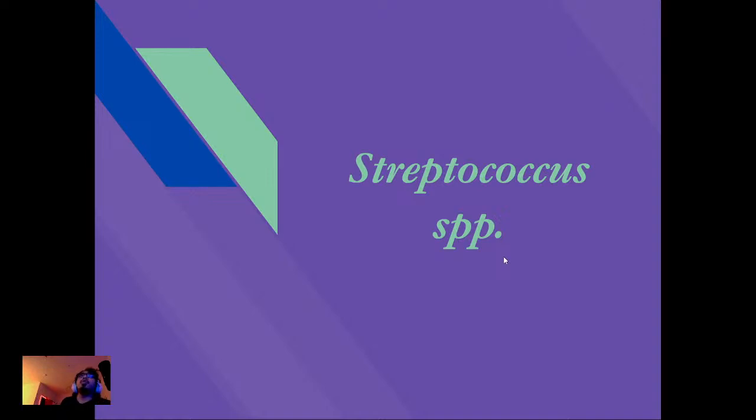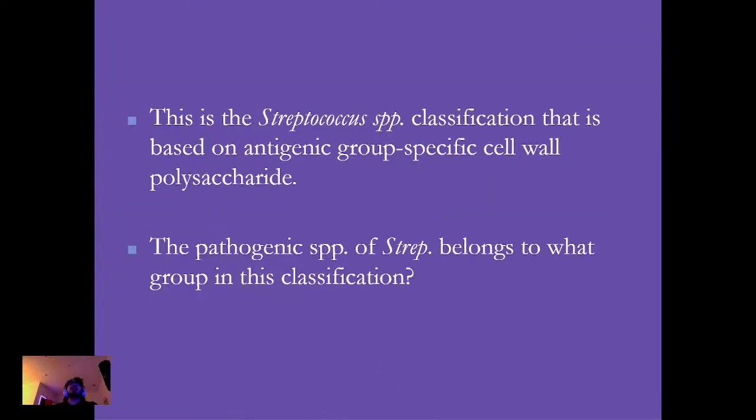Okay, let's move on to Streptococcus species. Streptococcus is a bit difficult because there are different ways of identifying the organisms. But what I can help you with is how they're going to ask this in the board exams. So let's start first with the basics. Classification. This is the classification that is based on the antigenic group-specific cell wall polysaccharide. So we're looking at the cell wall itself, the antigen-specific groups.